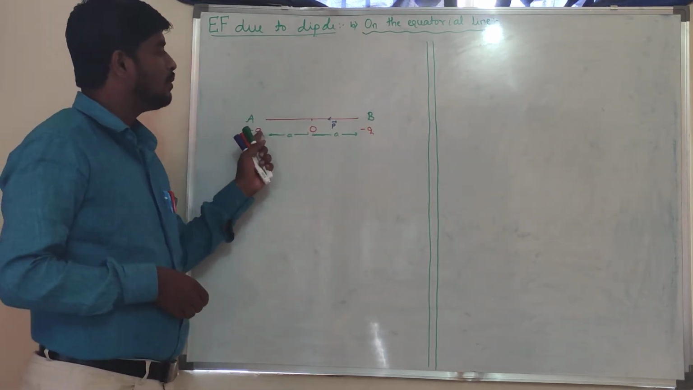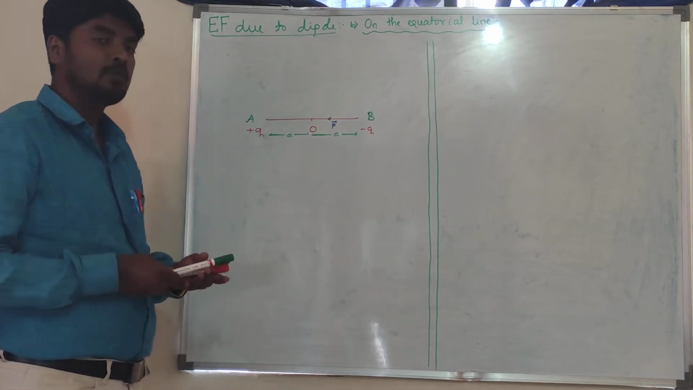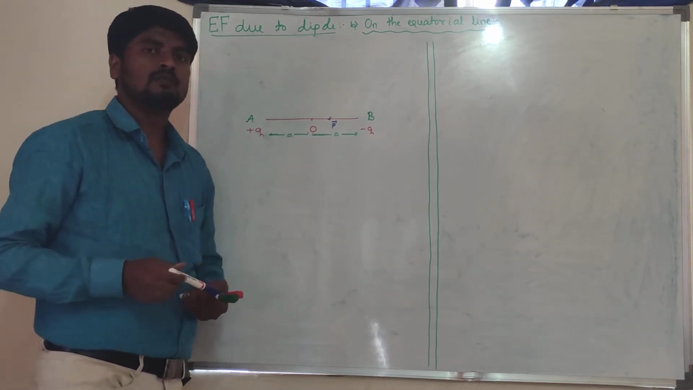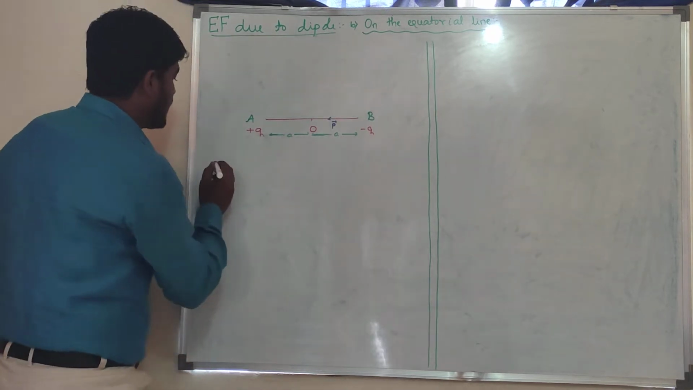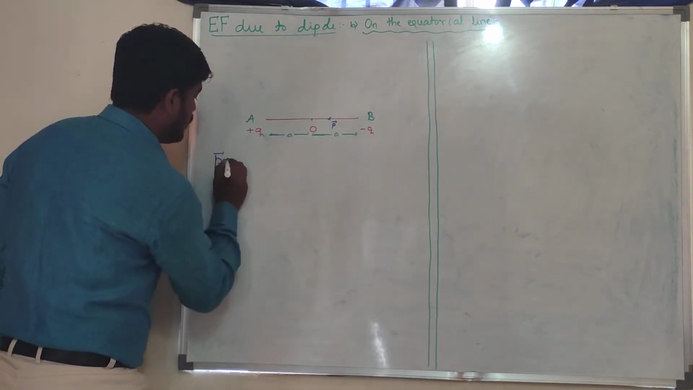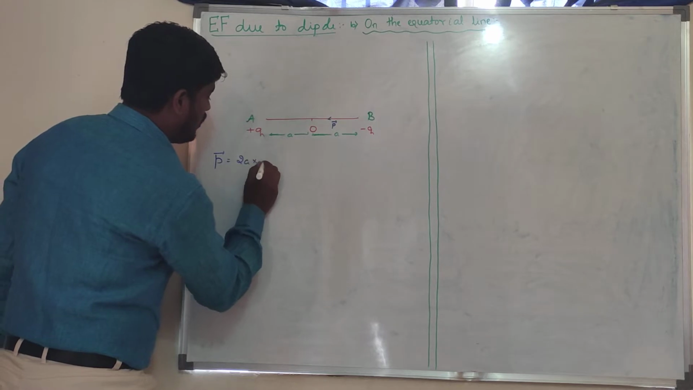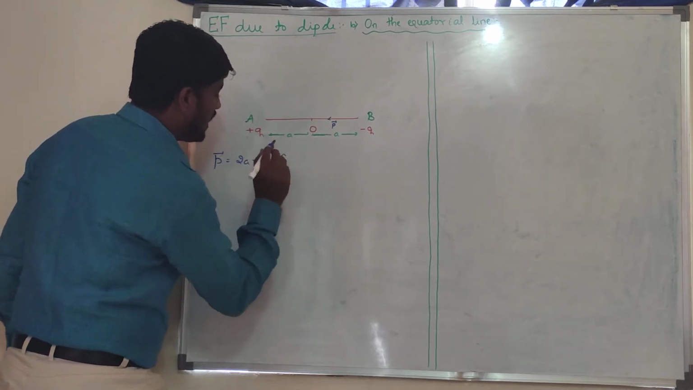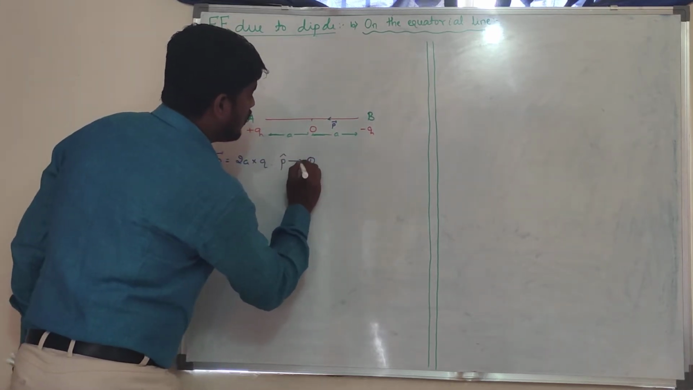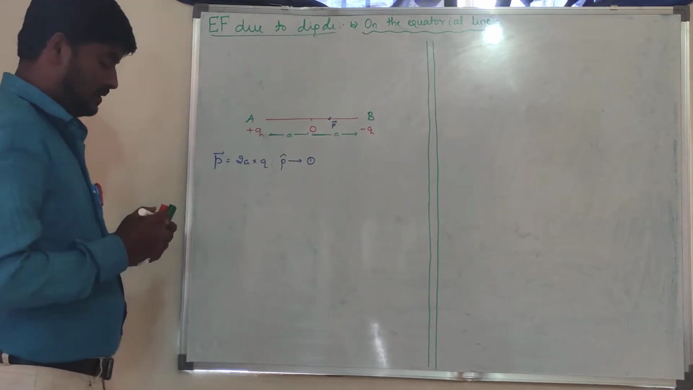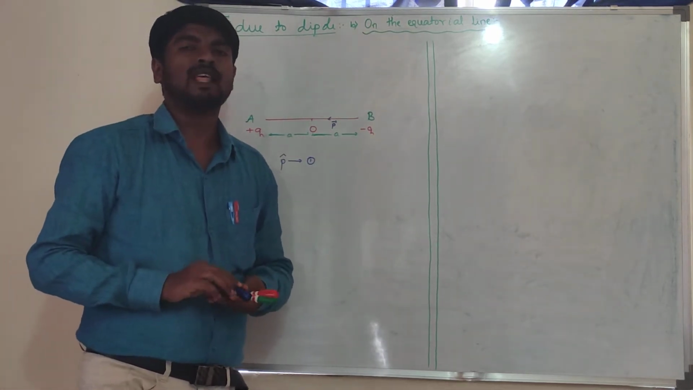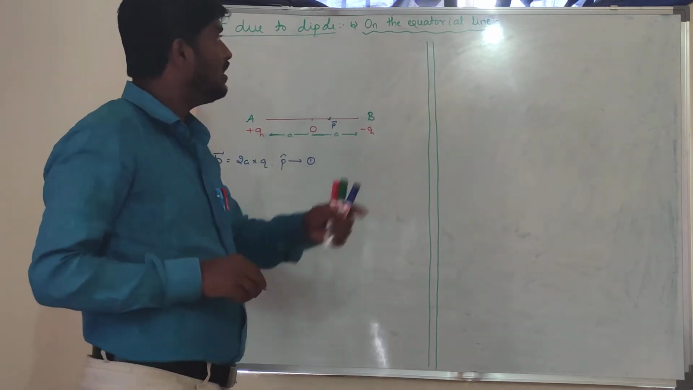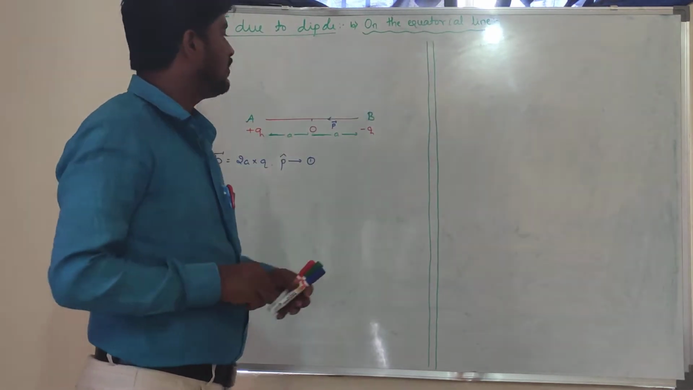Consider an electric dipole consisting of two equal and opposite charges separated by a small distance 2a. Then the dipole moment vector p is equal to 2a into q into p cap. Say equation number 1. After writing this, our next job is placing the point P on the equatorial line of a dipole.